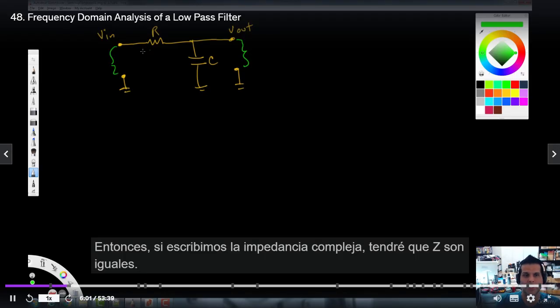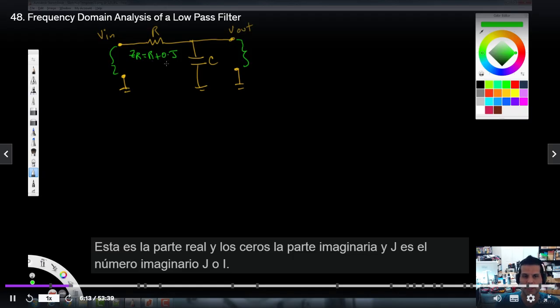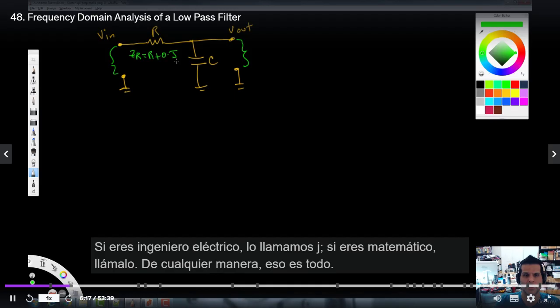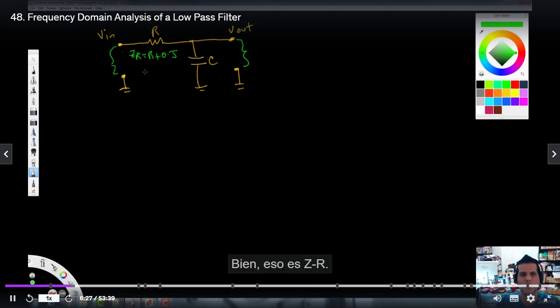So if we write the complex impedance, I'm going to have Z sub R equals R plus 0J. Remember, the R part is the real part, and the 0 is the imaginary part, and J is the imaginary number, J or I. If you're an electrical engineer, we call it J. If you're a mathematician, you call it I. Either way, that's it. We're going to graph this too. So that's what Z sub R is.